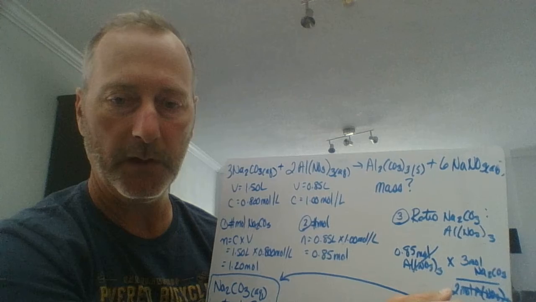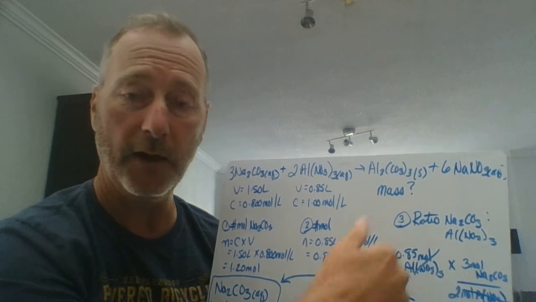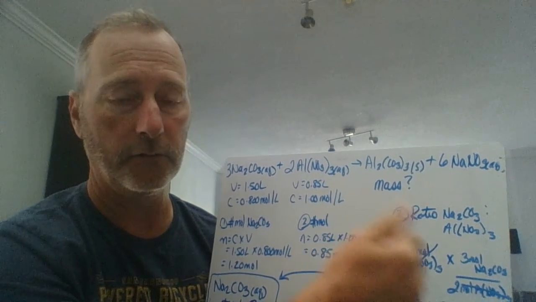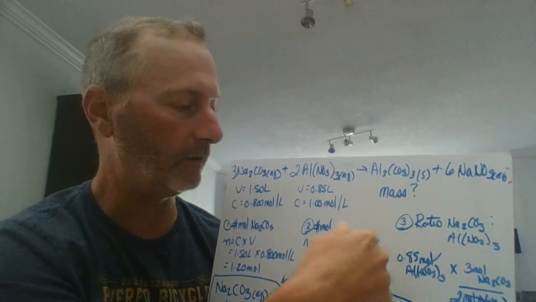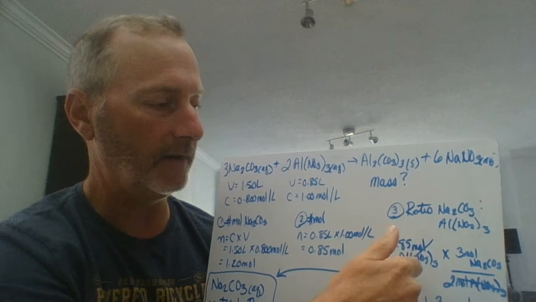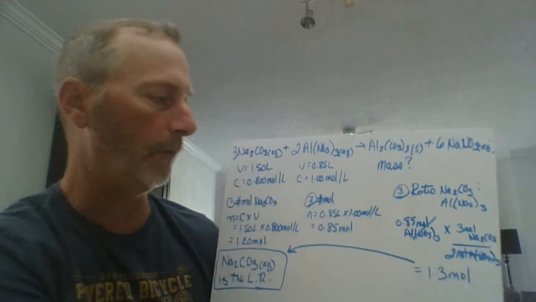Then I'm going to do a comparison. If this is what I need, do I have that much? If the answer is no, then this one's limiting. And if the answer is yes, then it's in excess and the other one is limiting. So it doesn't matter which one you start with. In that particular one, we do the conversion factor. So I did what the book did.